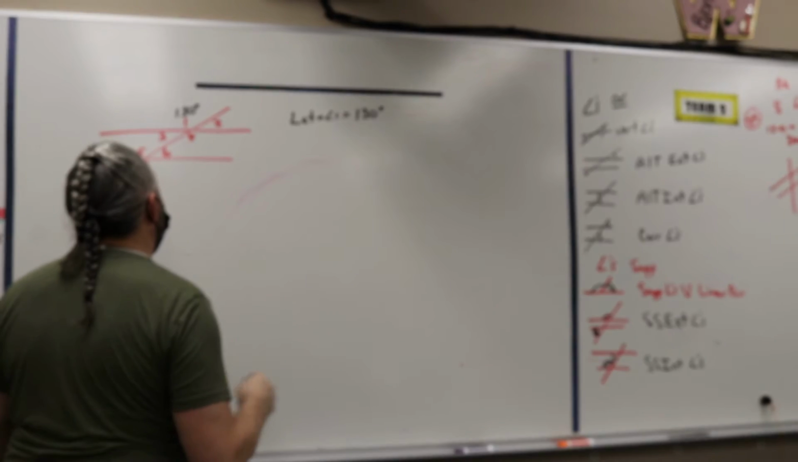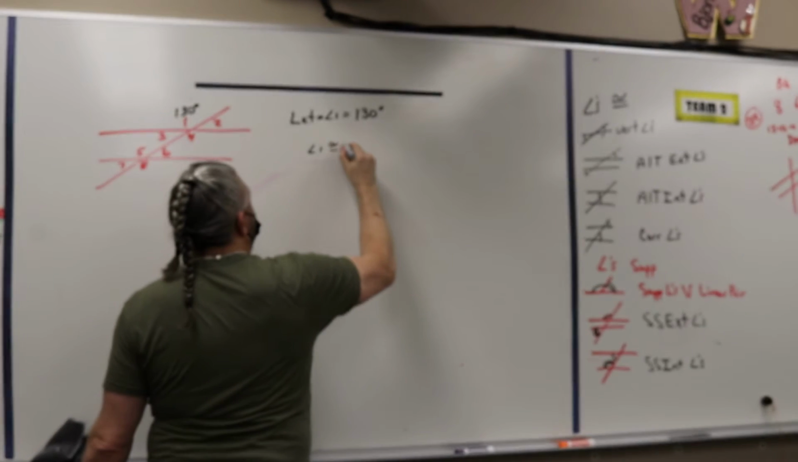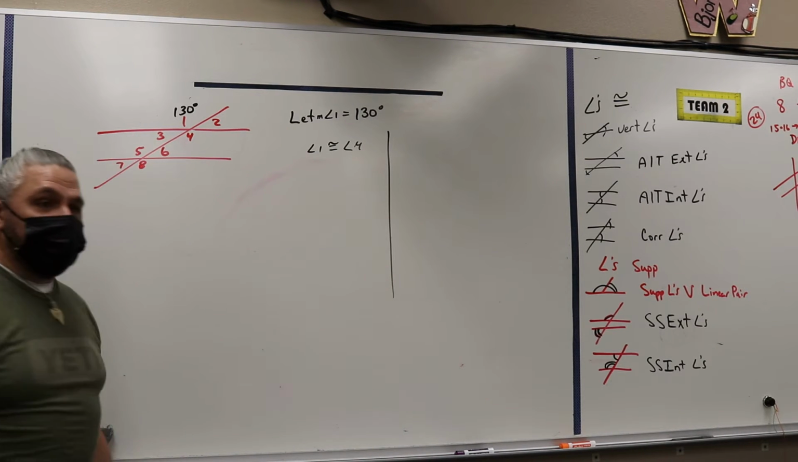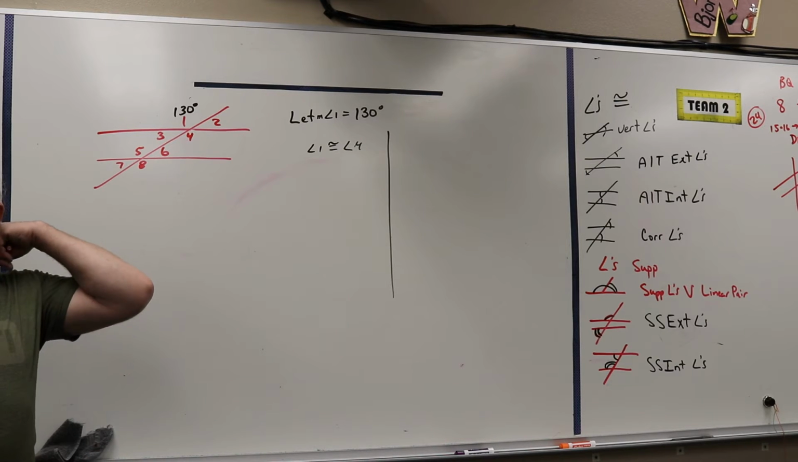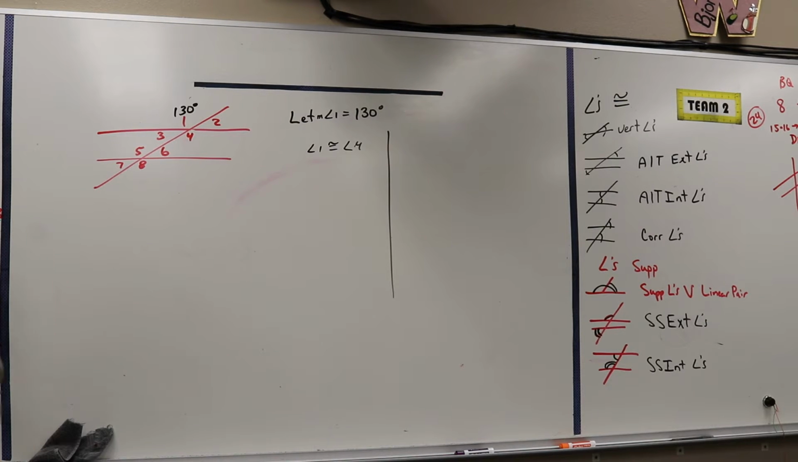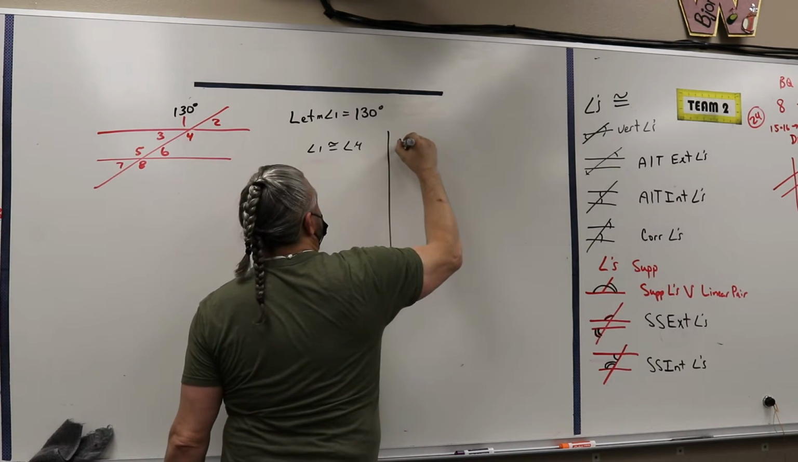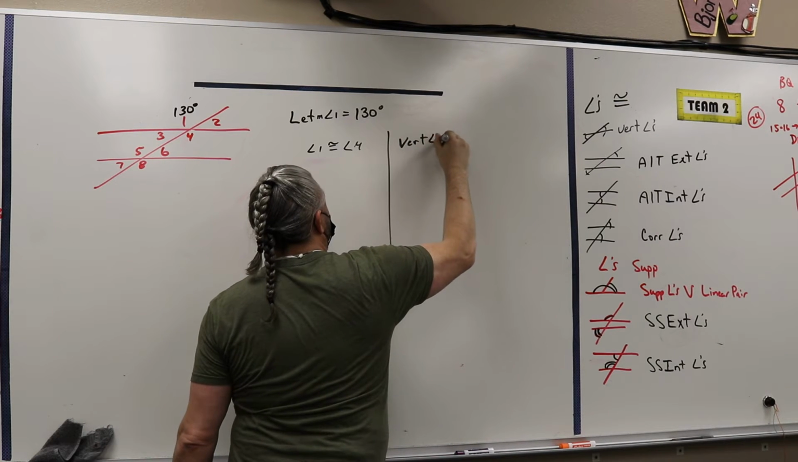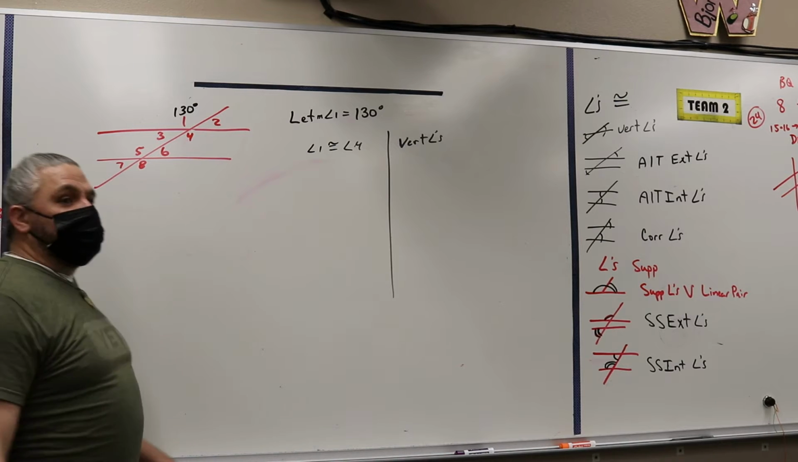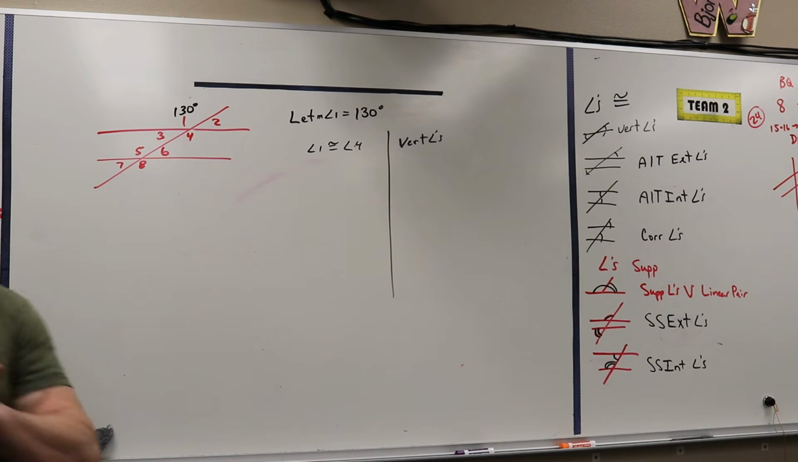So I can say that, for instance, angle 1 is congruent to angle 4, right? Why? It's on the same line. Nope. Vertical angles. Okay, definition, or just vertical angles. You can say definition of vertical angles, vertical angles theorem, whatever. It's just, for right now, just vertical angles. Okay? So, they are congruent.